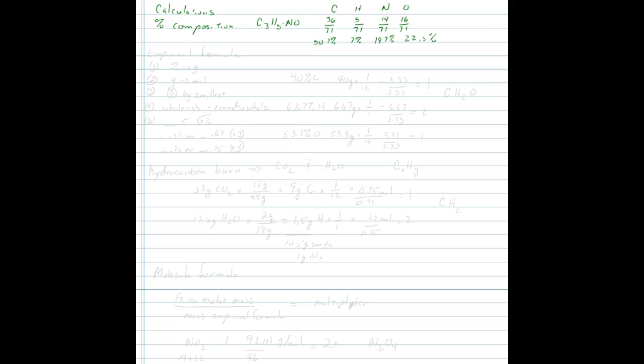Next thing is calculating the empirical formula. There is an algorithm. Follow along with this. Step 1, if you're given the percent, change to grams. Then, if you have grams, you change grams to moles. Then you divide by the smallest number of moles.